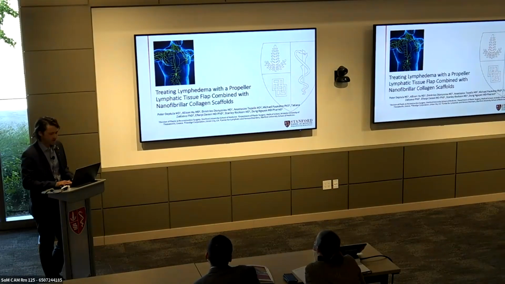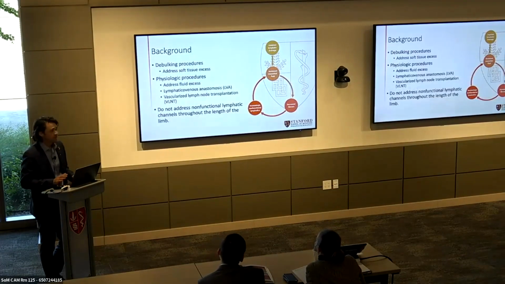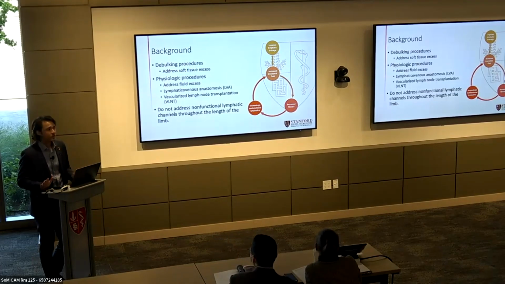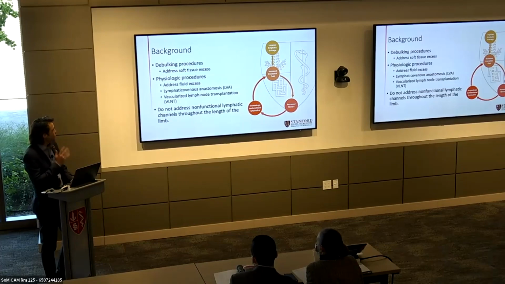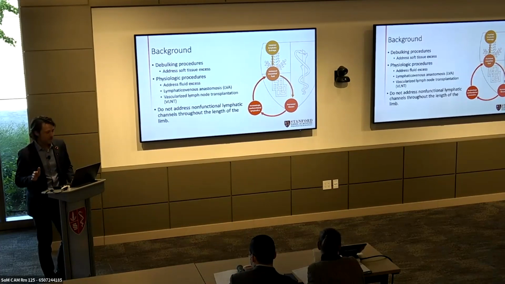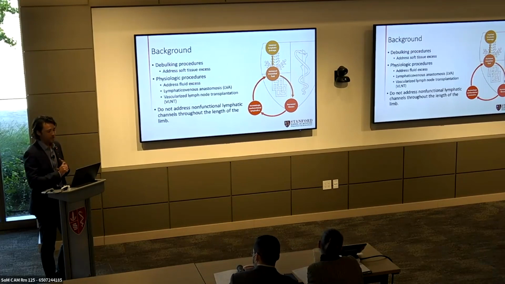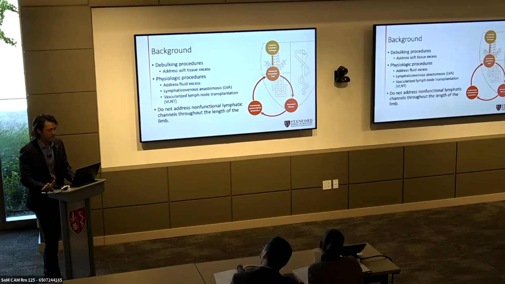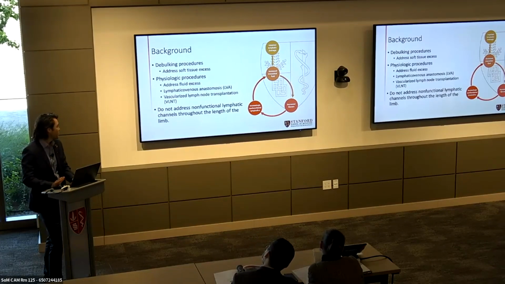Okay, thanks so much. Lymphedema is a very difficult problem to treat and involves a multidisciplinary aspect of care. From the surgical side of things, we can perform debulking procedures such as liposuction to address the soft tissue fibrofatty excess, and also physiologic procedures which address the excess fluid seen in lymphedema. These are lymphaticovenous anastomosis and the lymph node transplantations, or VLNTs and LVAs. But these procedures do not address the non-functional lymphatic channels that occur throughout the length of the lymphedematous limb.